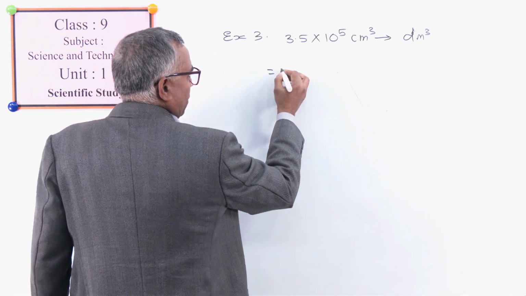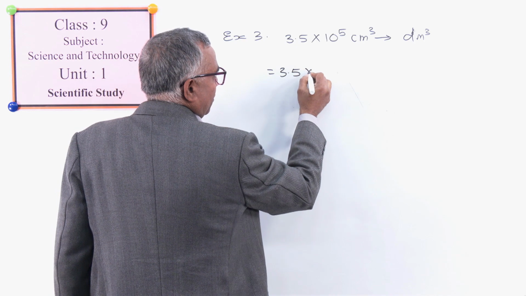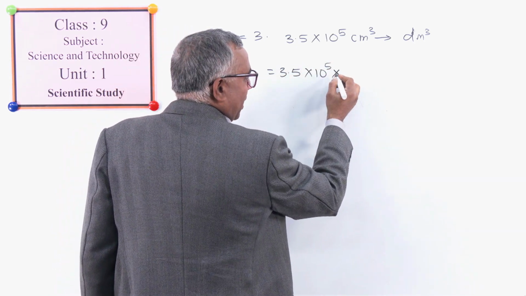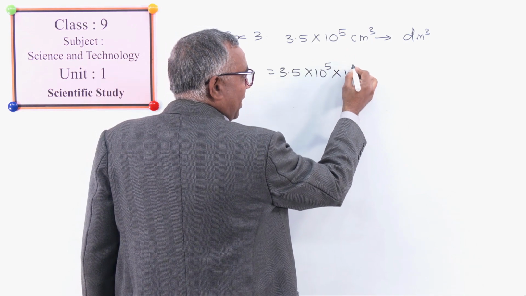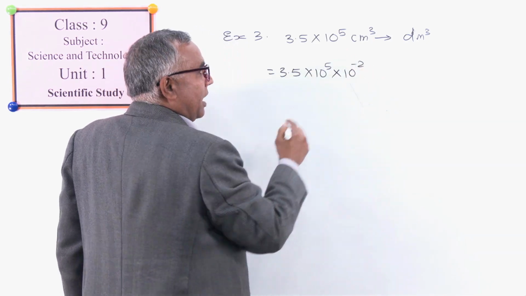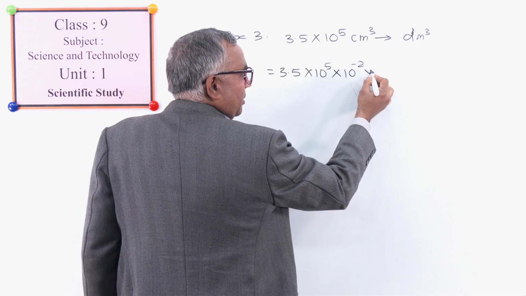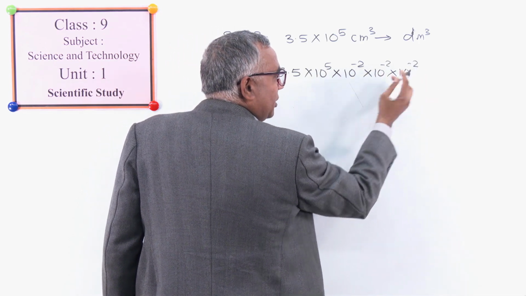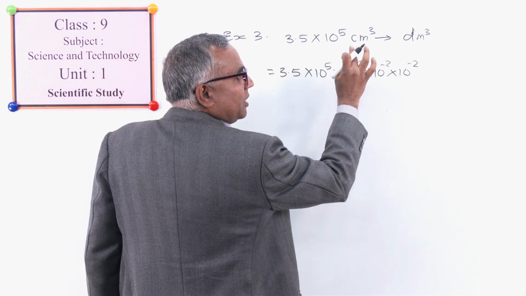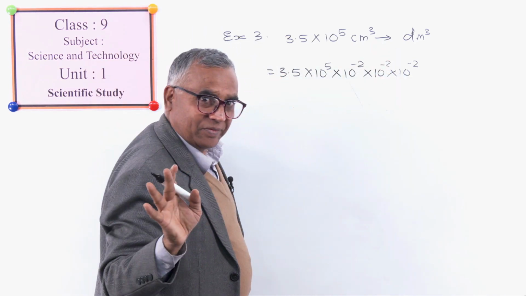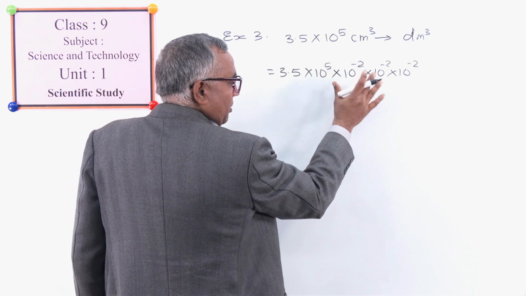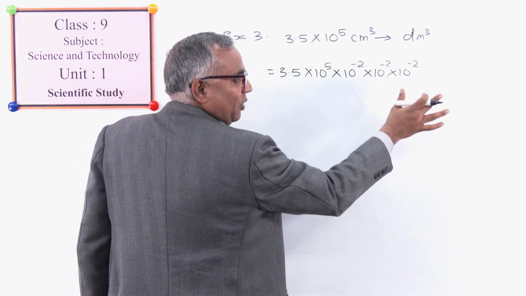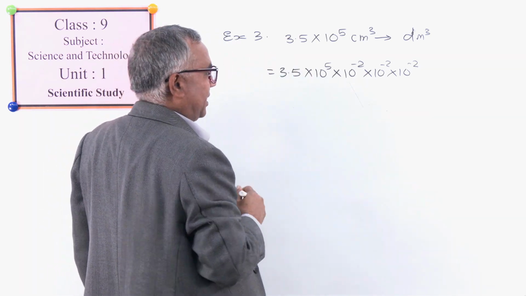Yes. So it will be 3.5 into 10 to the power 5. Then into, what is the value of C? 10 to the power minus 2. And how many times? 10 to the power minus 2, 10 to the power minus 2. Or you can write here 10 to the power minus 2 plus minus 2 plus minus 2. Same thing. Yes, if you understand. If you have understood this fact, you can write in one step also. Doesn't matter. But at first understand.